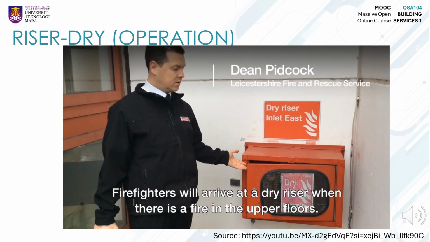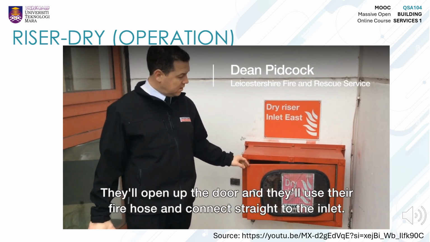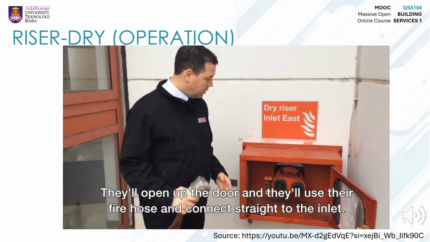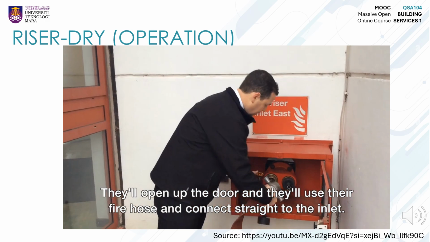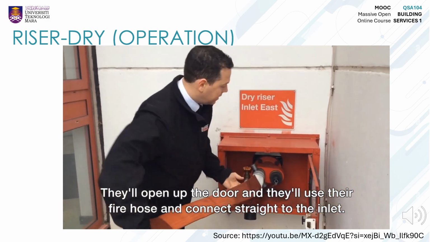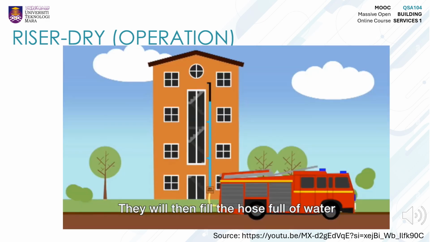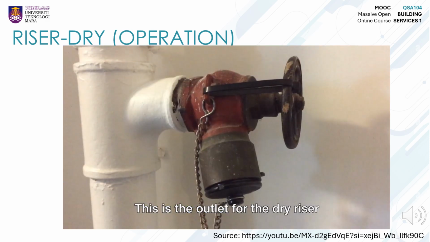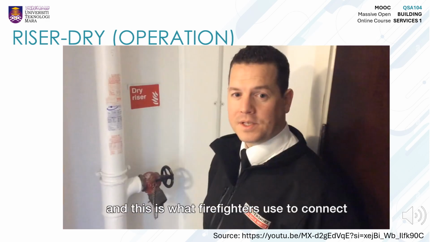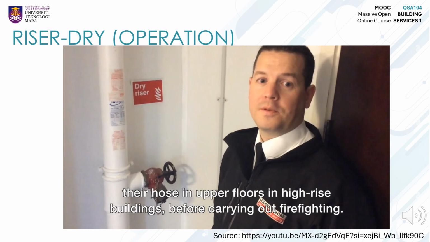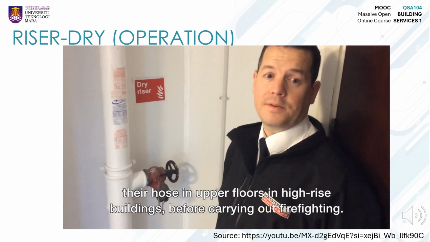Firefighters will arrive at the dry riser when there's a fire in the upper floors. They'll open up the door and they'll use their fire hose and connect straight to the inlet. They will then fill the hose full of water under high pressure and push the water up to the upper floors of the building. This is the outlet for the dry riser, and this is what firefighters use to connect their hose on upper floors in high-rise buildings before carrying out firefighting.